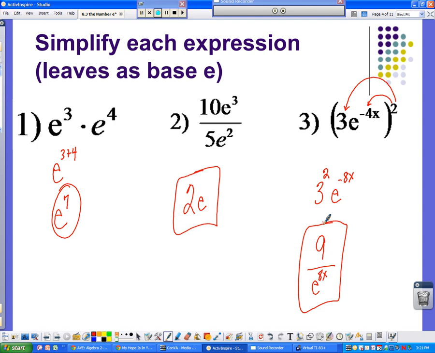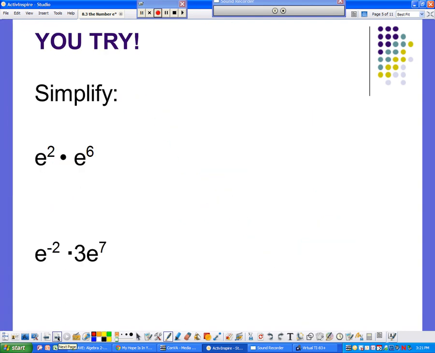Okay, so go ahead and pause the video at this time, and you should have some examples. Go ahead and find these last 2, and when you're ready, go ahead and restart the video.